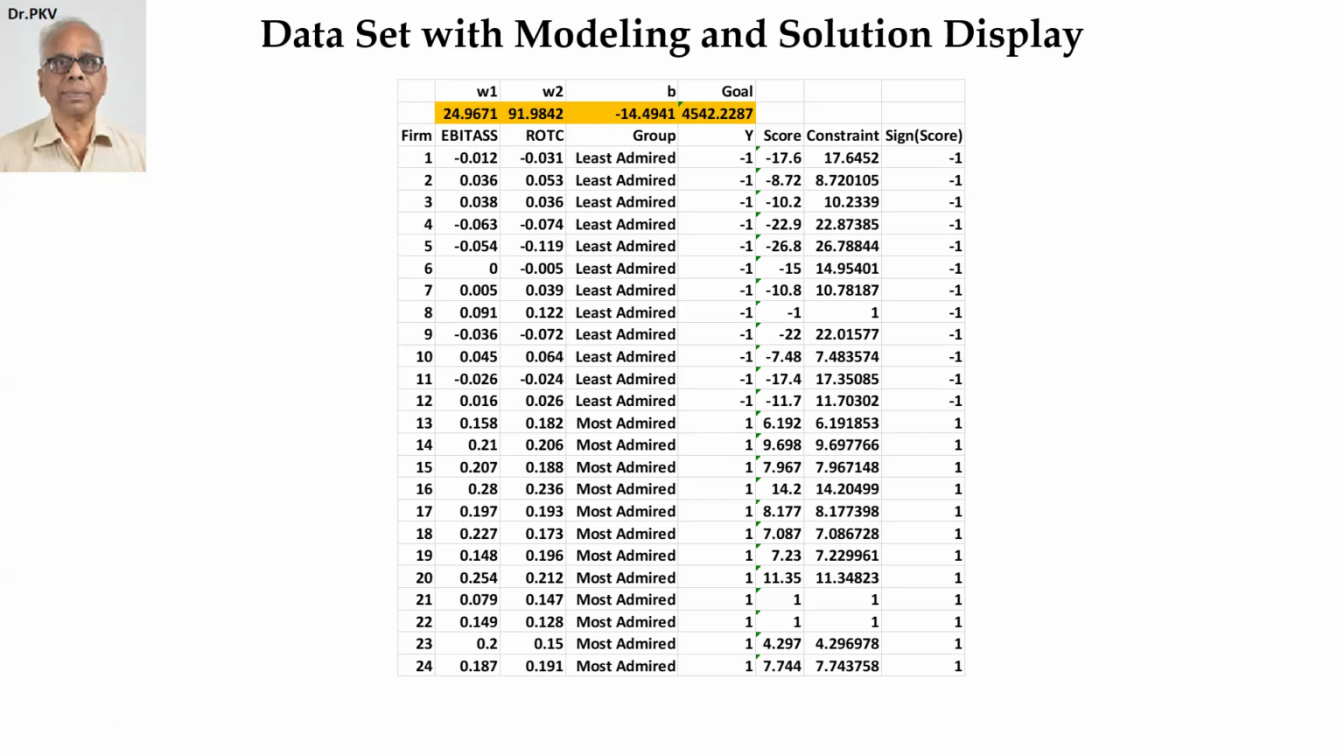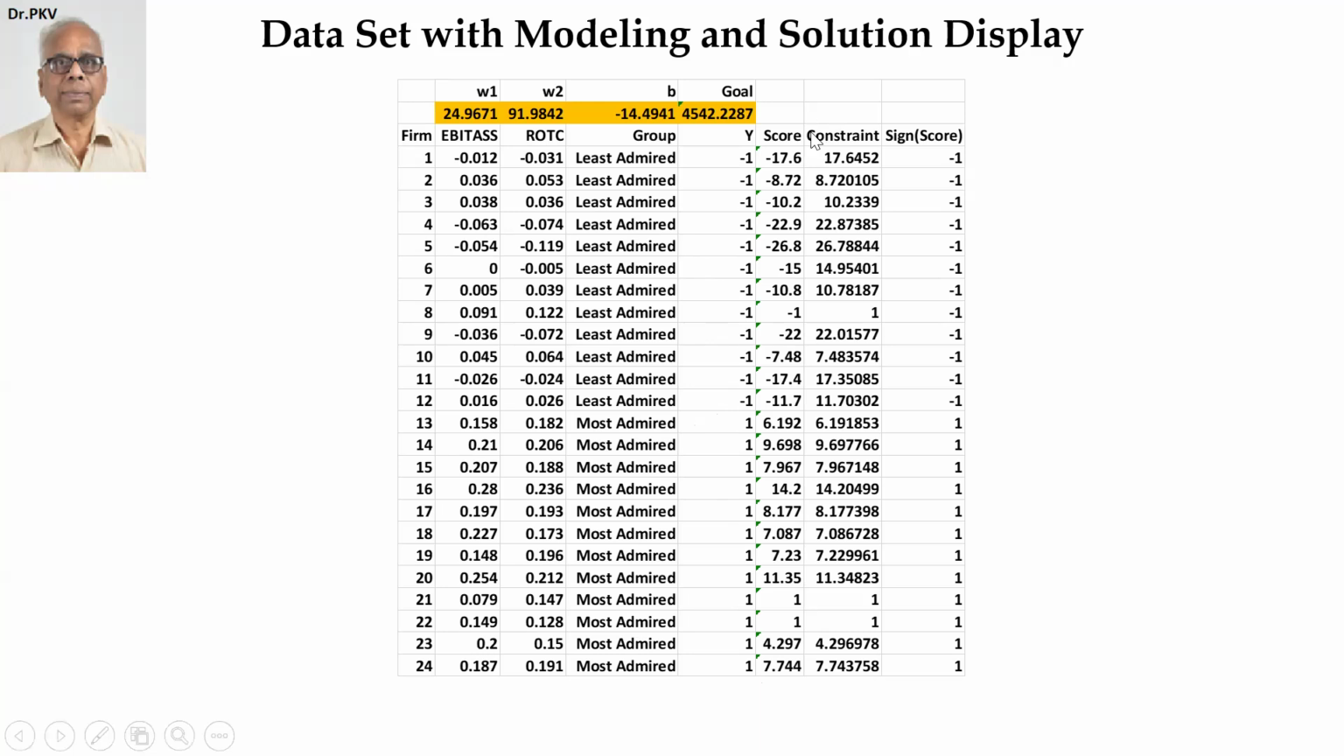The ratios are all there here, 24 companies. And we have to do one thing in the support vector modeling part. Least admired is classified as -1. You can see all through least admired coded as -1. Most admired is coded as +1. This is a requirement for the formulation of the quadratic programming modeling involved in the support vector machine.